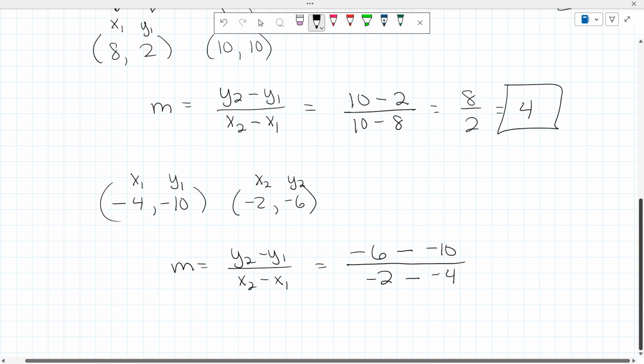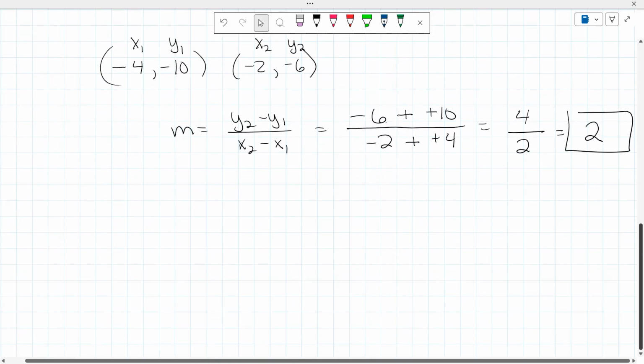Negative 4. When you have minus a negative, what should you do? Add a positive. Negative 6 plus 10 is 4. Negative 2 plus 4 is 2. What's 4 divided by 2? 2. There is our slope. Okay, so you should know how to do slope pretty well now.